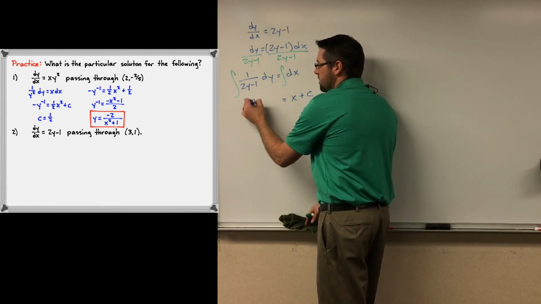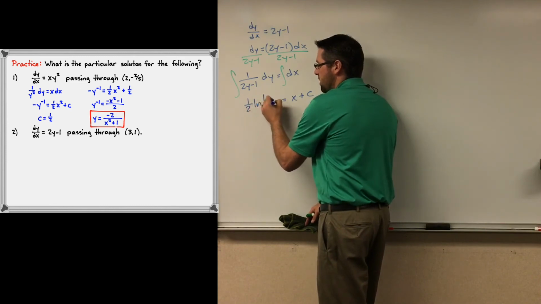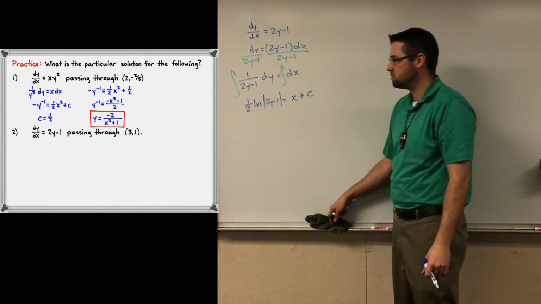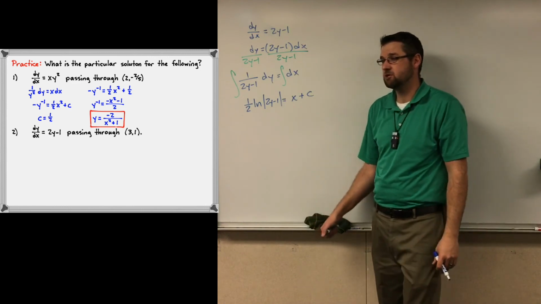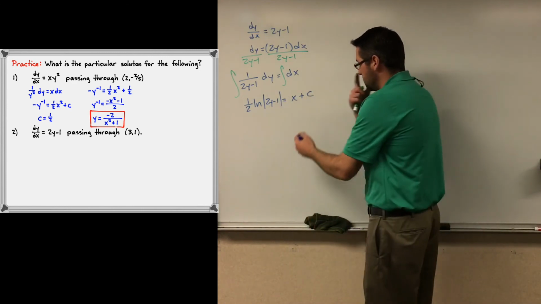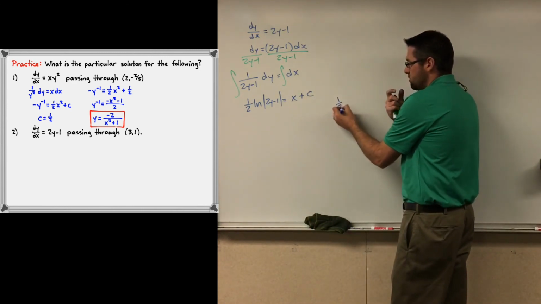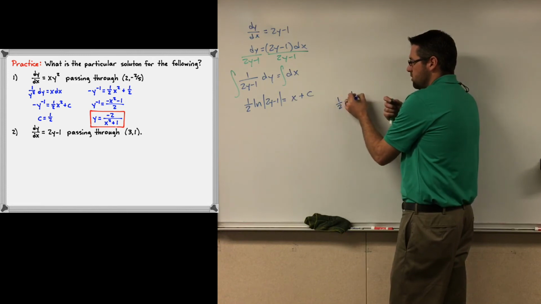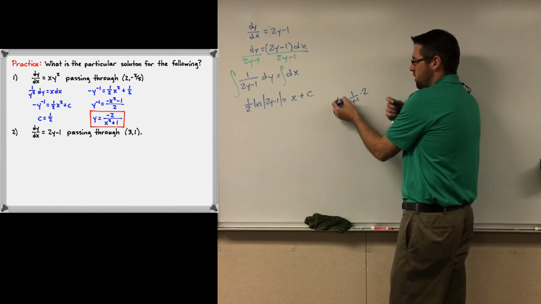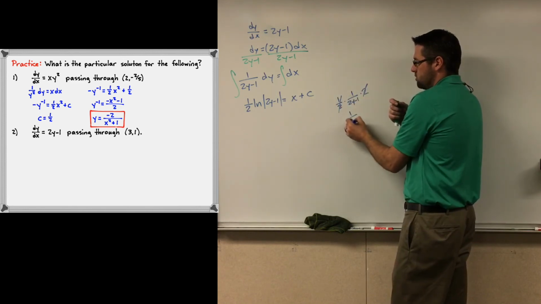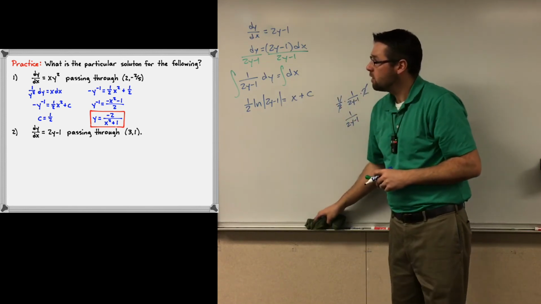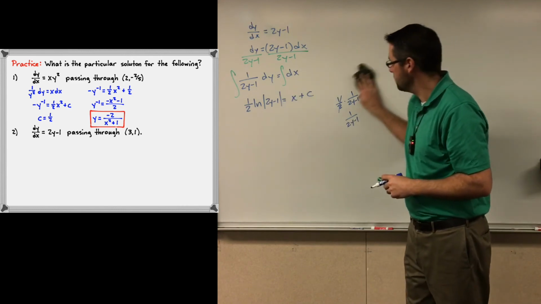1/2 natural log of 2y minus 1. Again, take the derivative and make sure you're good. The derivative of this would be what? 1 over 2 times 1 over 2y minus 1 times 2. So the 1/2 and the 2 reduce, you're left with 1 over 2y minus 1. You guys okay with this? Okay.